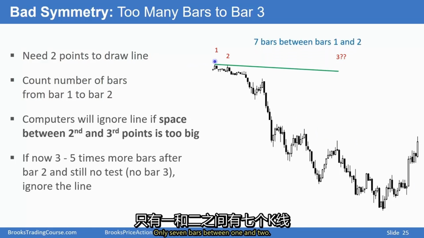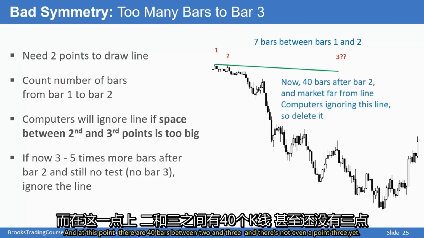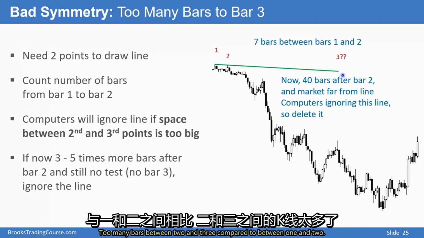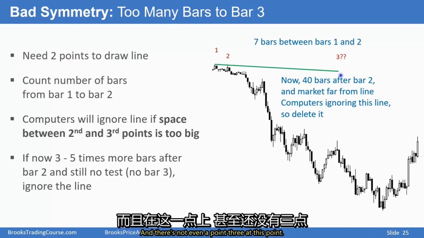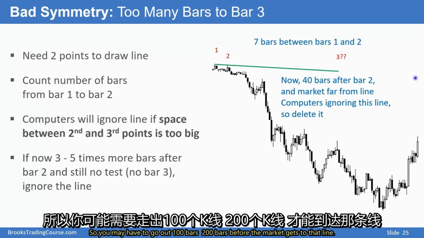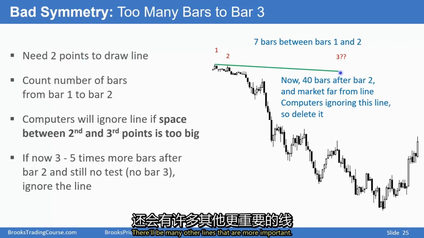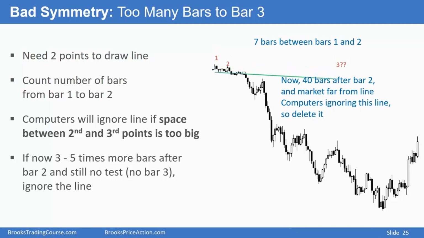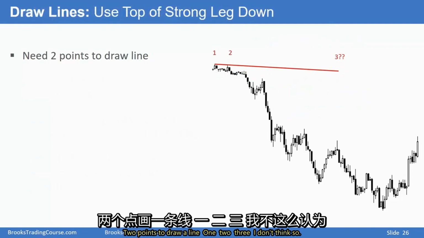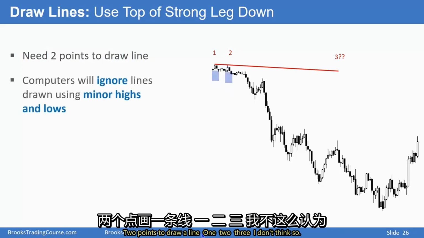Only 7 bars between 1 and 2. And at this point, there are 40 bars between 2 and 3, and there's not even a point 3 yet. Bad symmetry, too many bars between 2 and 3 compared to between 1 and 2. So you may have to go out 100 bars, 200 bars before the market gets to that line. And at that point, computers will not be looking at that line. There'll be many other lines that are more important. 2 points to draw a line? 1, 2, 3? I don't think so.